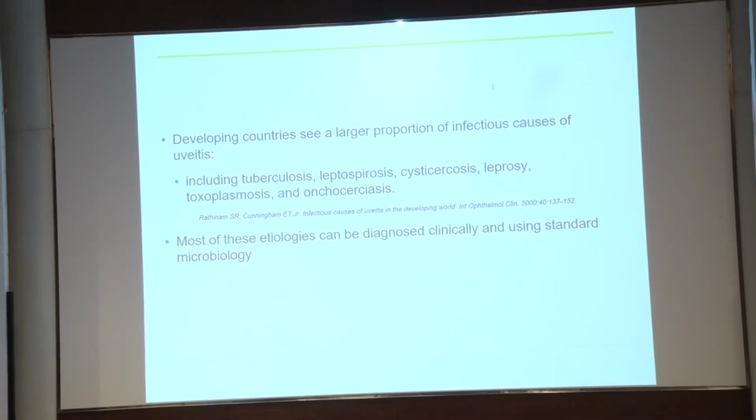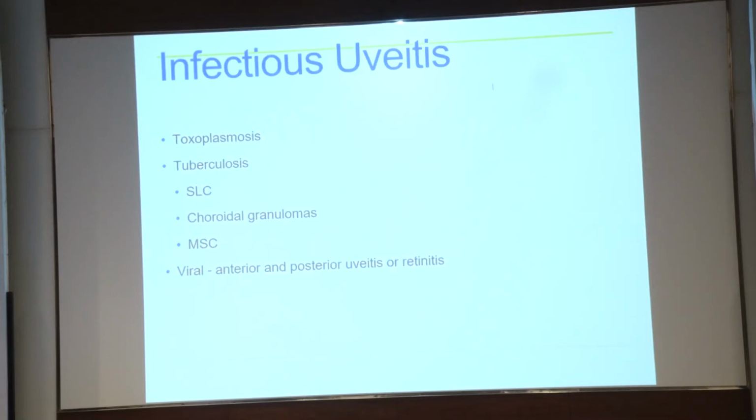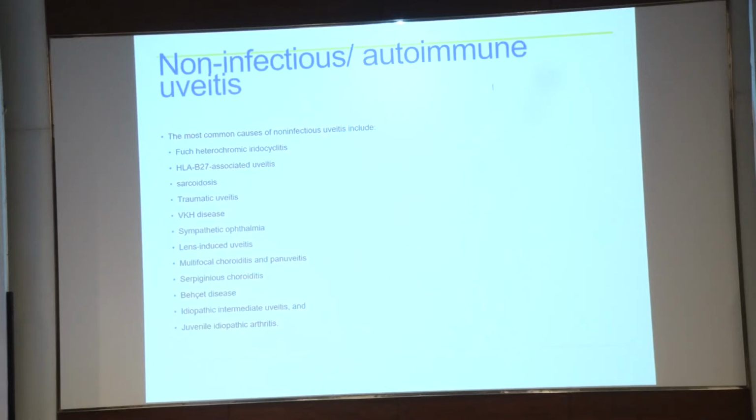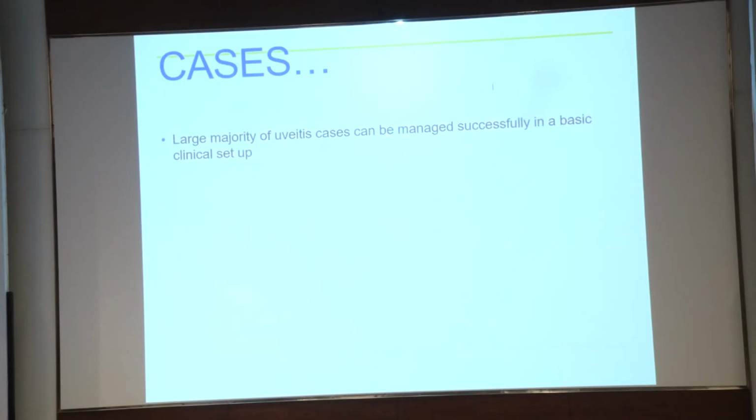So I am insisting on this because it is important to at least practice uveitis even in a basic setup, because the diagnosis and management requires a very basic setup, which I'll be elaborating in the cases that I show in the next slides. Commonly seen infectious uveitis in India are toxo, tuberculosis in different forms, and viral uveitis. The non-infectious list is quite long, but these are commonly seen entities, which I'm sure all of us have seen in our clinical practice and managed. I'll just show a few cases to show you that I am working in a very basic setup.